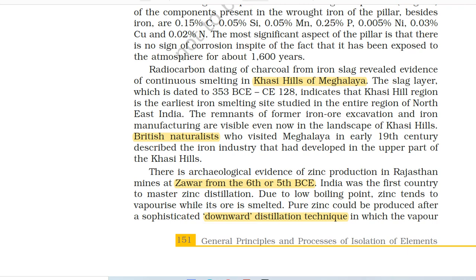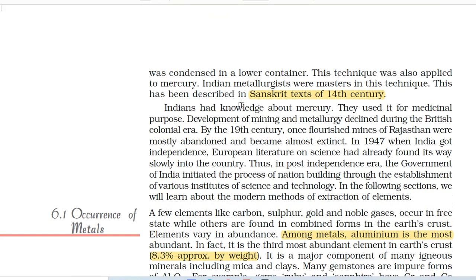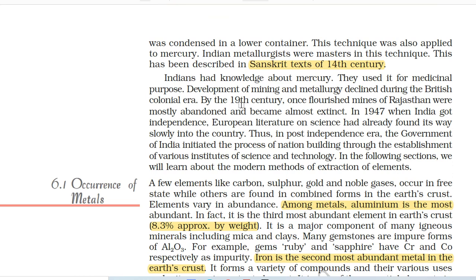There is archaeological evidence of zinc production in Rajasthan mines at Zawar from the 6th or 5th century before the Common Era. India was the first country to master zinc distillation. Due to low boiling point, zinc tends to vaporize while its ore is smelted. Pure zinc could be produced after a sophisticated downward distillation technique in which the vapor was condensed in a lower container.